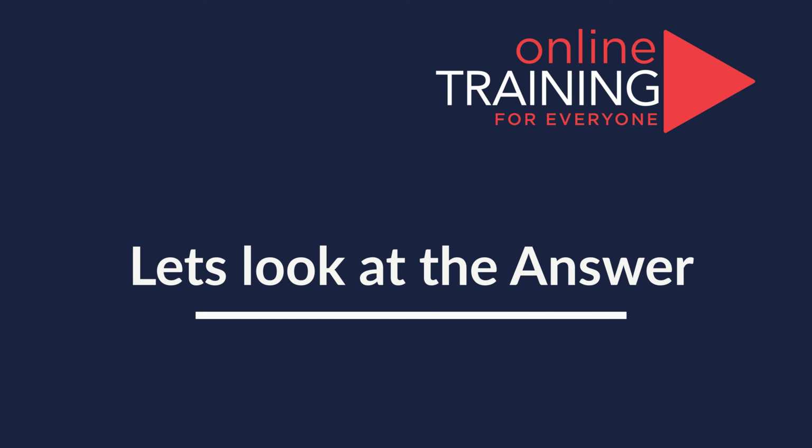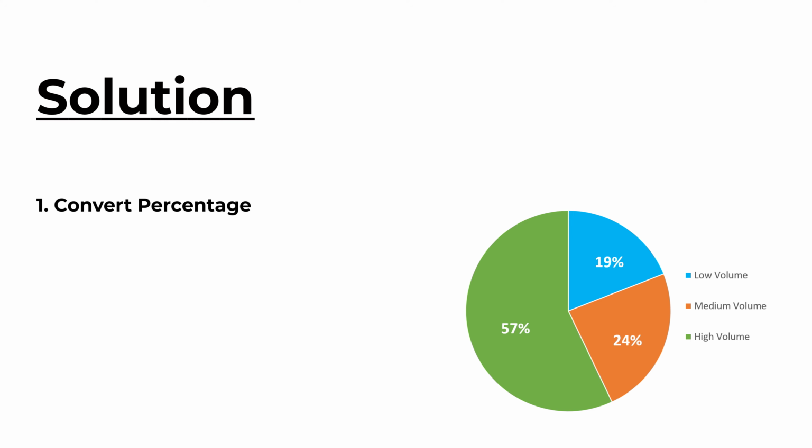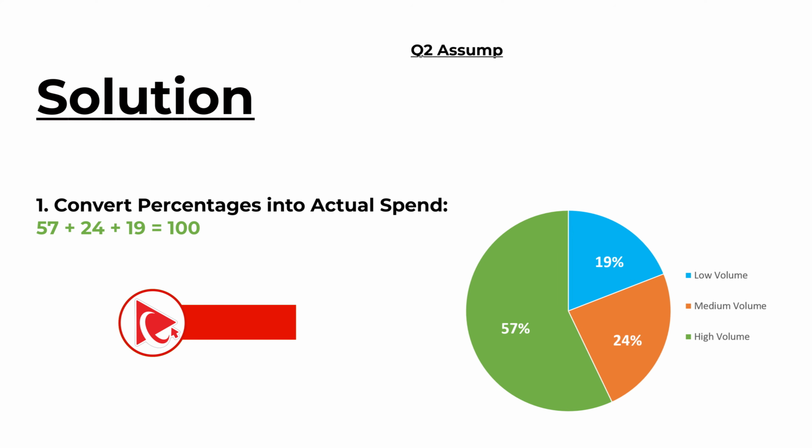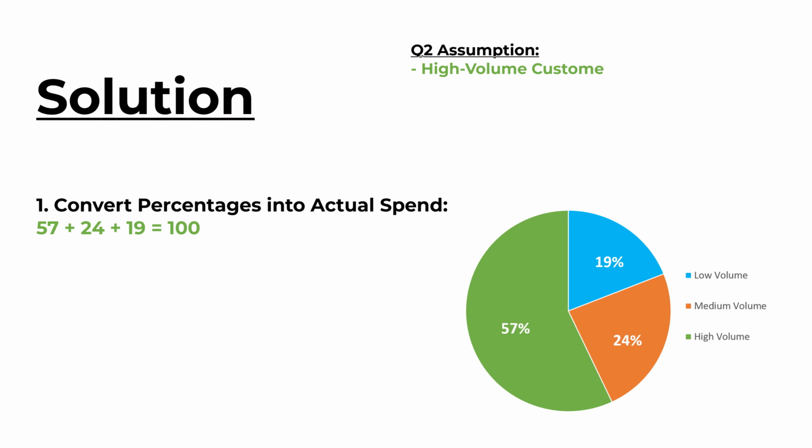One of the easiest ways to solve it is to correlate percentage spending to the actual numbers. For example, we have 57%, 24%, and 19%. We can do the math and create an equation of 57 plus 24 plus 19 would be equal 100. Now, in the next step, we can calculate total planned spending in Q2.